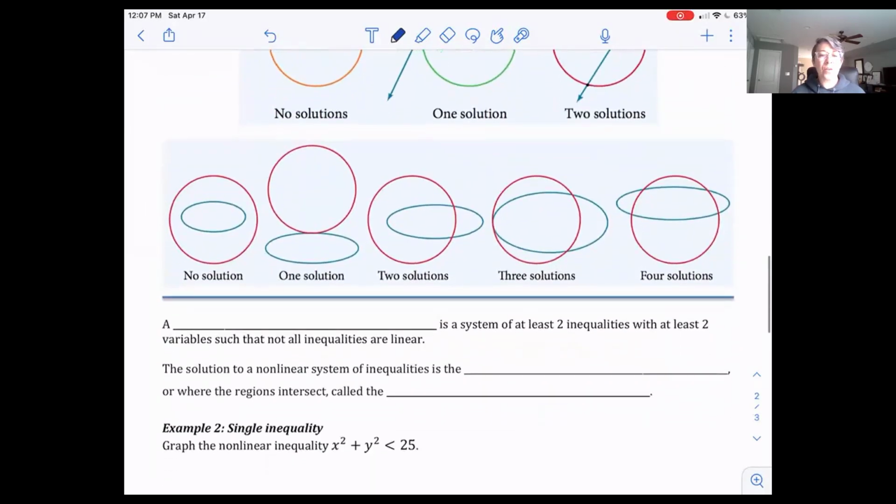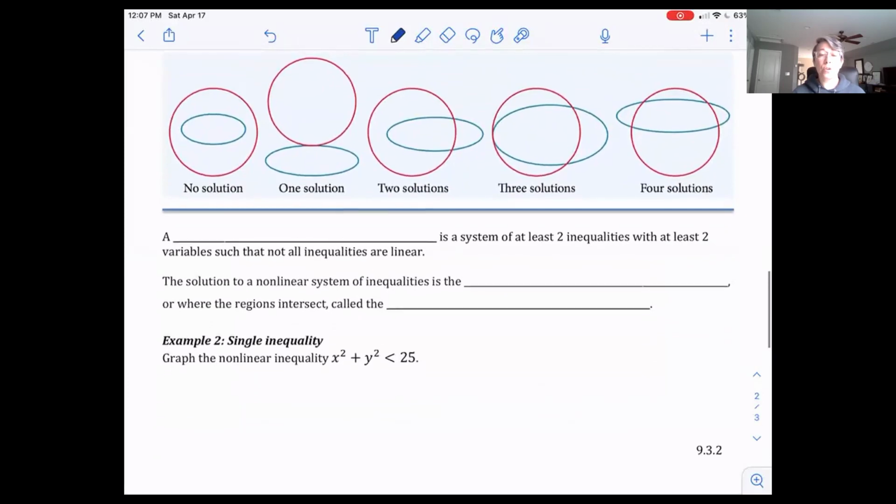But as we scroll down, what if we had two circles? They might not intersect at all. They may intersect at only 1. They could intersect at 2, 3, or possibly 4, unless they were the exact same circle and they were right on top of each other and they intersect in all possible points.